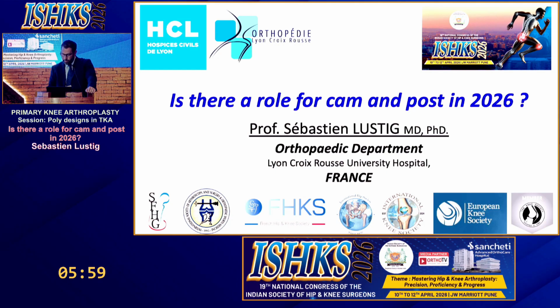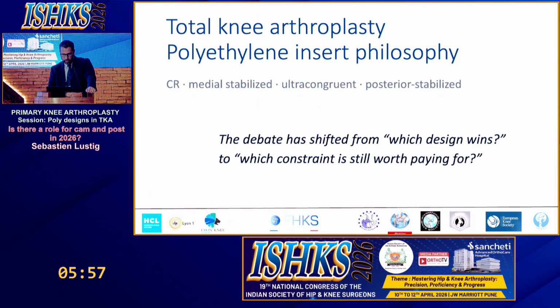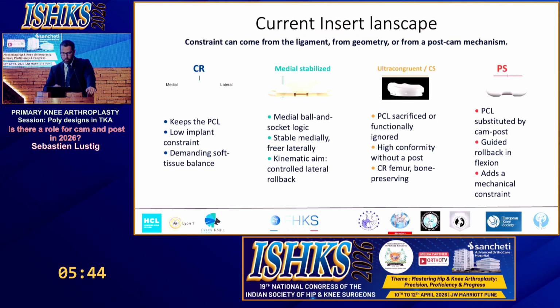I think it's actually a very good question to ask if you're a total knee surgeon. And I think the right question is not about is there a better or worse poly design. It's about which constraint are still worth paying for. So how do we make the choice between the different options in our portfolio?